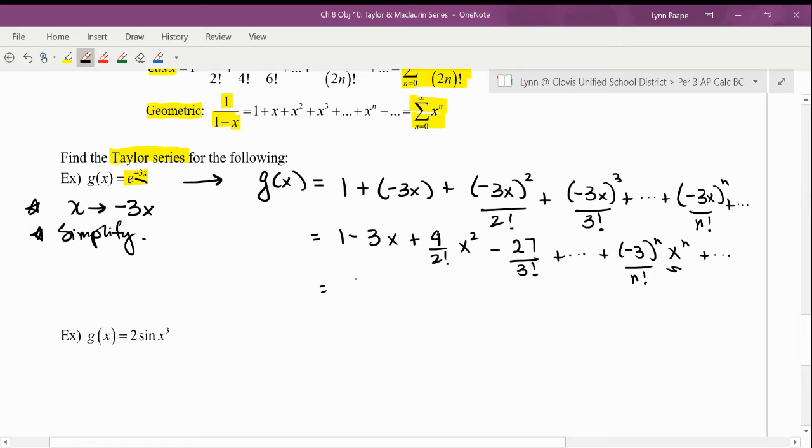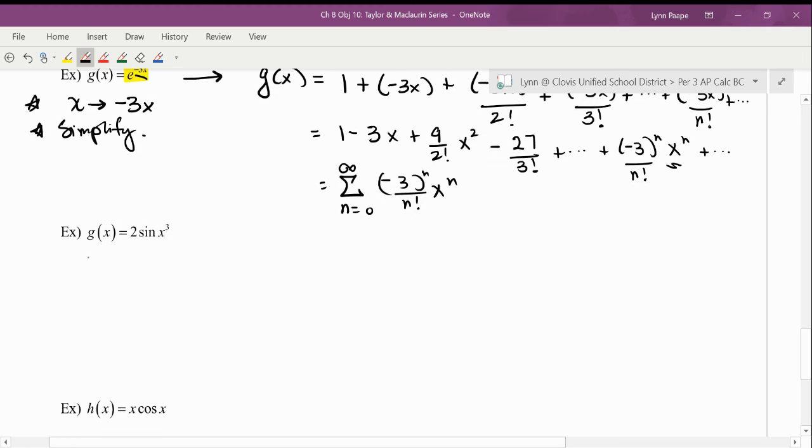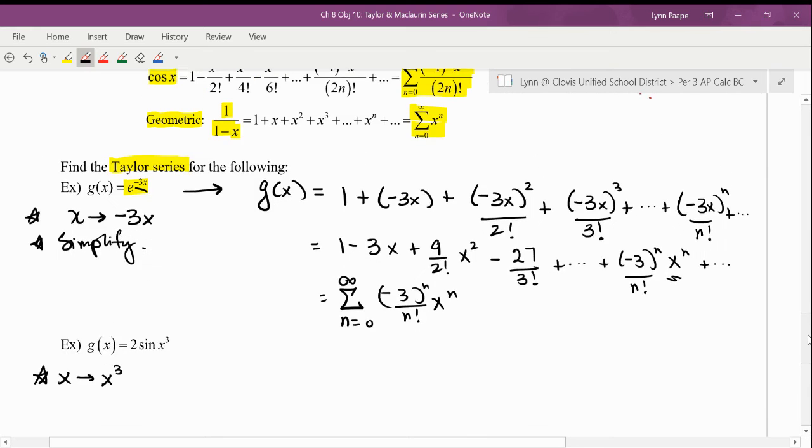And then in power series form, just going to start at 0 to infinity, and then I'm going to copy down that nth term. And there you go. As easy as that. All right, so let's go ahead and take a look at this one here. So for this one, I'm going to take that x term and I'm going to replace it with x cubed. All right, and so I'm going to be using the sine function.